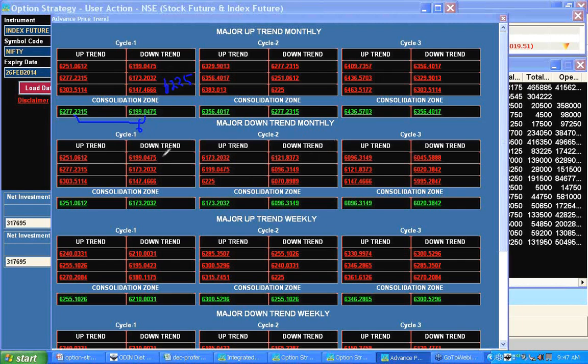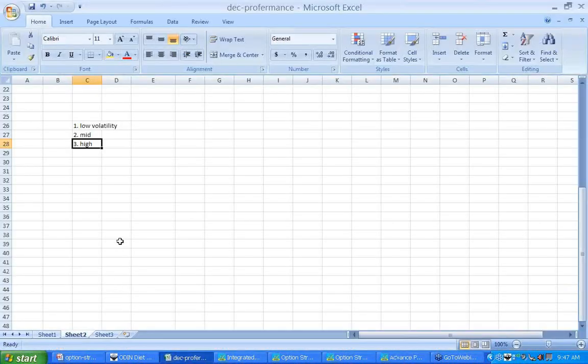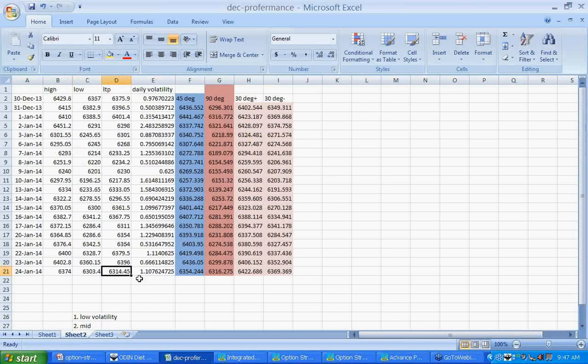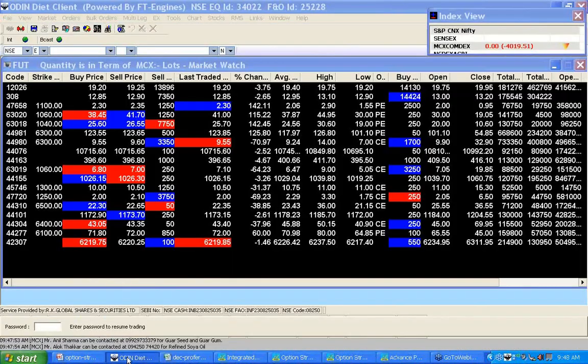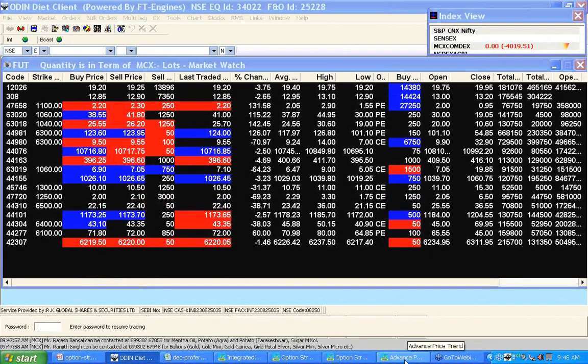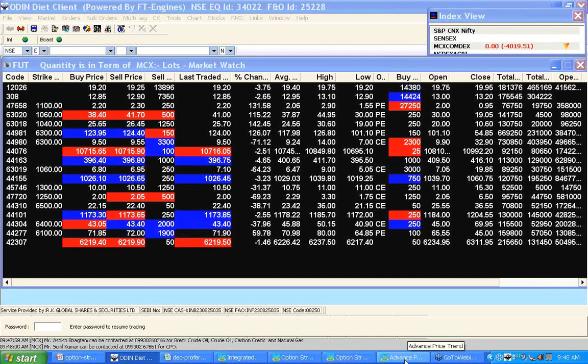If this consolidation band breaks here, 6199, 6173, 6147, the first downtrend cycle 1 will complete, then cycle 2 will start, that has the projection till 6070. Cycle 3 has a projection till 6595. This is what it is telling me. And previous day's closing also was for February future, 6314 level. So very much we are correcting. We are at 6220 level, and we are in that correction cycle.